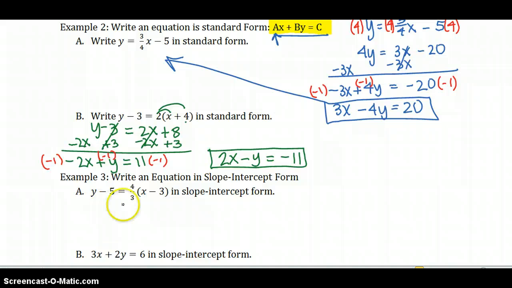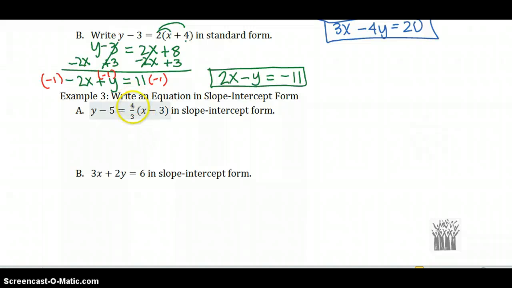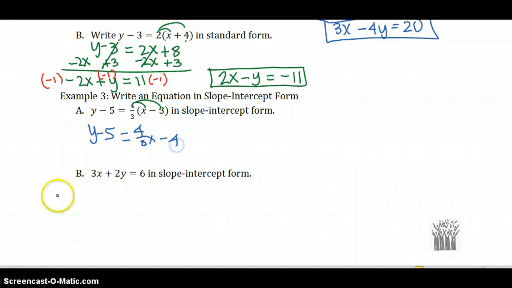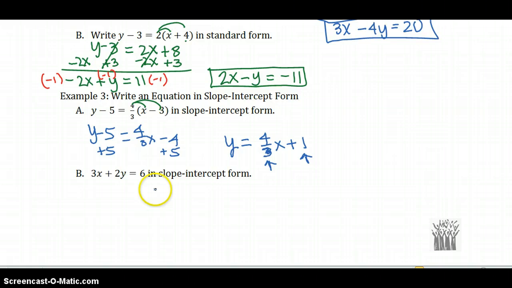All right, moving right along, write this equation in slope-intercept form. So now I'm going to take it, distribute my 4/3. Let me change colors. So y minus 5 equals 4/3 x minus 4/3 of 3 is going to give me a negative 4. And I want to isolate the y, so I'm going to add 5. So y equals 4/3 x plus 1. That wasn't so bad. There it is in slope-intercept. Here's the slope, and here's the y-intercept.